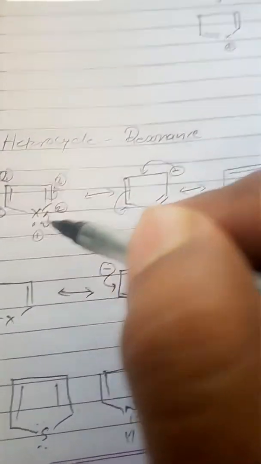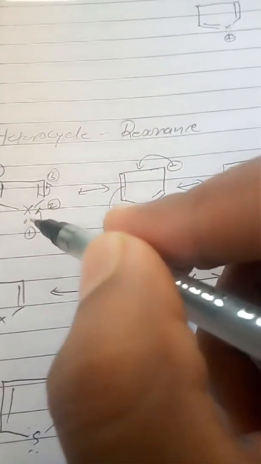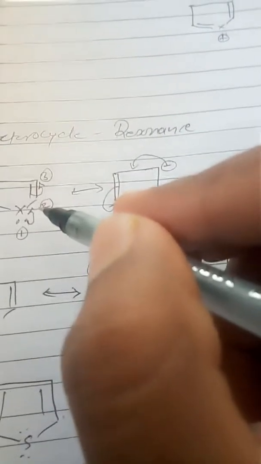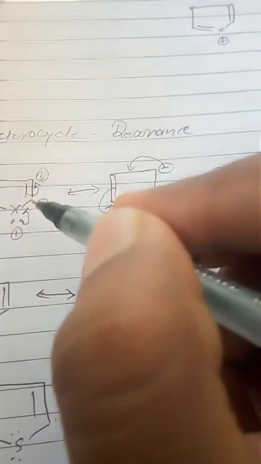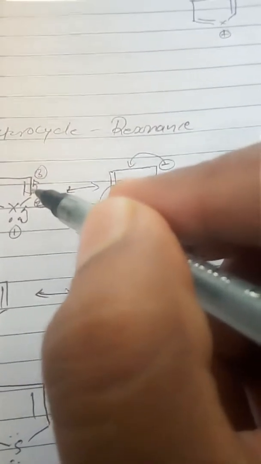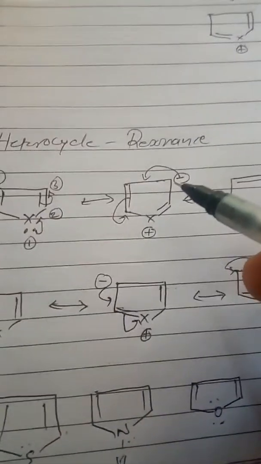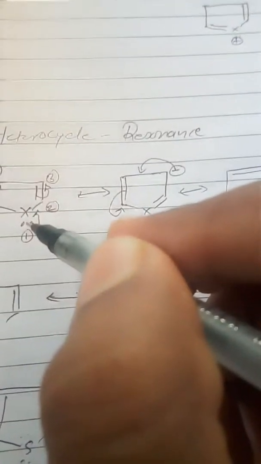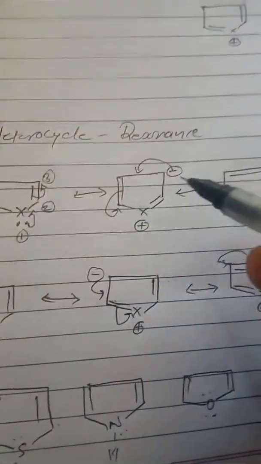In this resonance, the lone pair of electrons on the first atom, the heteroatom, will be shared with the second carbon. The second carbon is therefore forced to push the electron from its place to this pi bond. The electrons will be shifted to the third carbon, so the third carbon will have a negative charge. The lone pair shared between first and second, the pi bond shifts onto the third carbon.